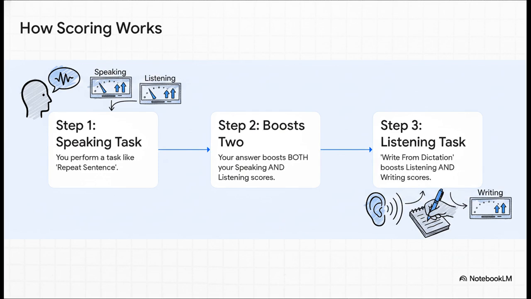So, imagine this. You're doing the repeat sentence task. When you do a good job, your score goes up for both speaking and listening. See? And in the same way, when you do that write from dictation task, it boosts your score for both listening and writing. It's all connected.